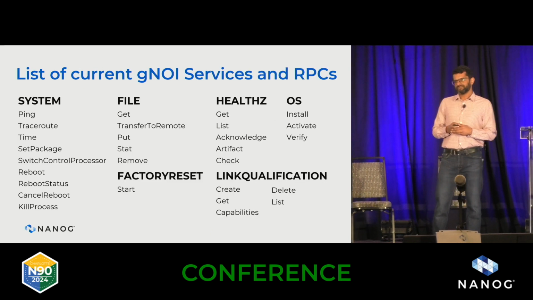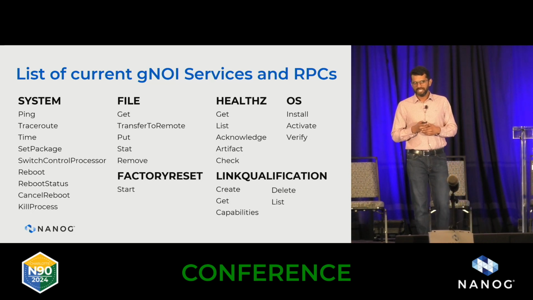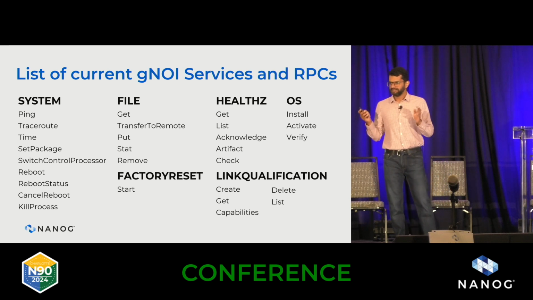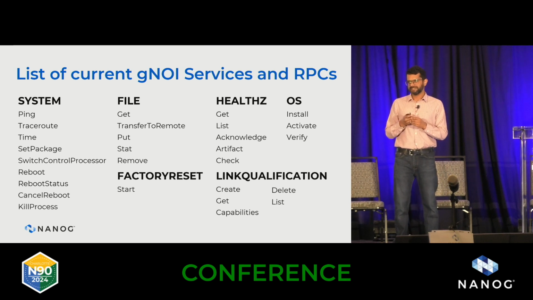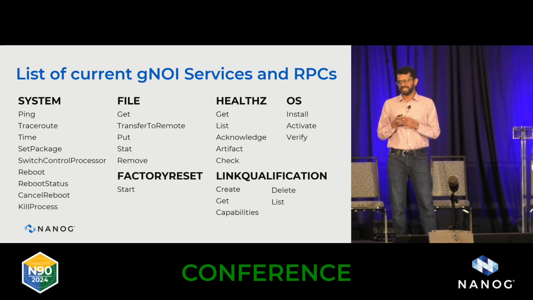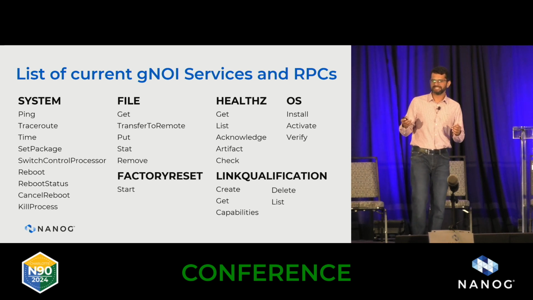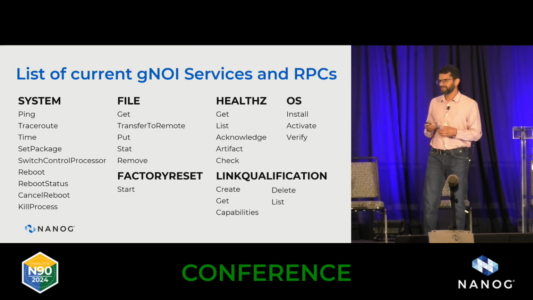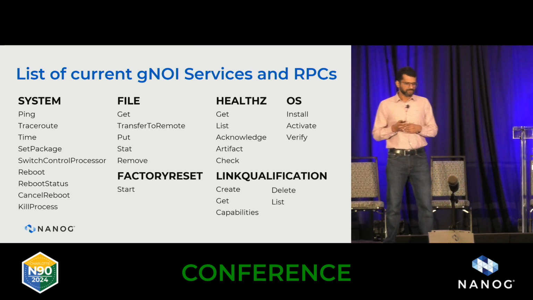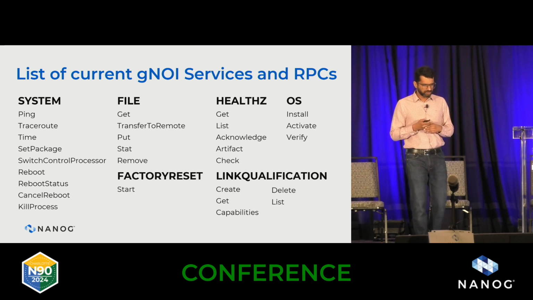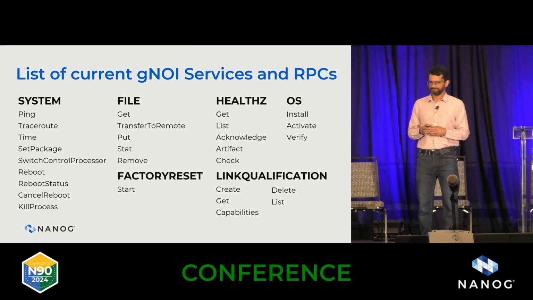This is the list of all GNOI services that are currently available. If you are familiar with GNOI from the past, you will notice that the CERT service is missing from this list. And that is because the CERT service is now moving to a new gRPC service called GNSI, or gRPC based network security interface. Okay. So for this session today, we are going to focus on the top 4 services: the system, file, HealthZ, and the OS service.